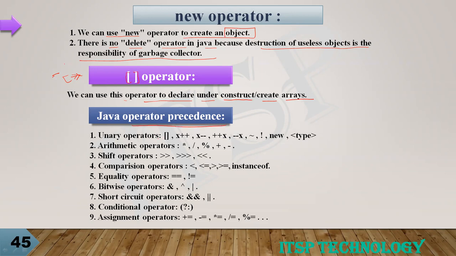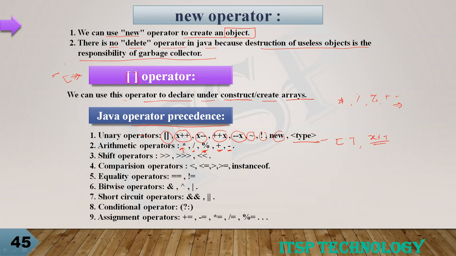Java operator precedence. This is the precedence to follow. Unary operators: first is the square bracket, then plus plus, post increment, post decrement, pre increment, pre decrement, tilde symbol, not, new, then type cast. For arithmetic, first multiplication, then divide, percent, then plus, and then minus. We perform in that precedence. But in the unary operators, the first precedence is the square bracket. First it will solve the brackets, if any brackets are there.